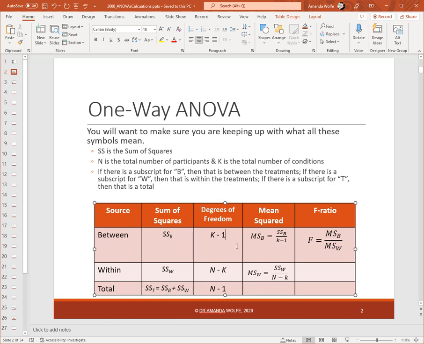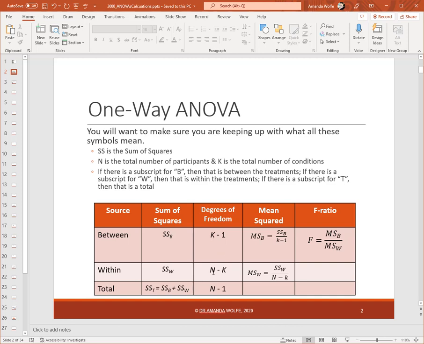We also have our degrees of freedom. Now for an ANOVA, there are some extra versions of degrees of freedom. You should already be familiar with this one, n minus 1. So that is the number of people in the study minus 1. But we have two others. We have our degrees of freedom between and our degrees of freedom within.